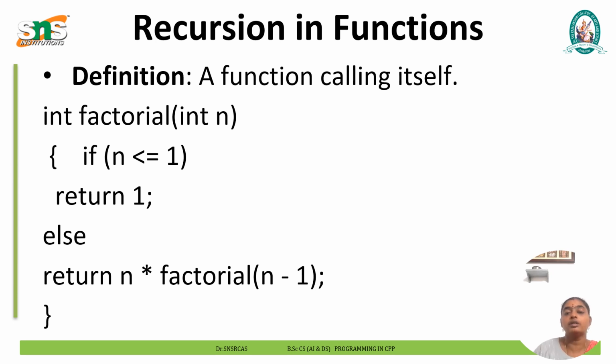The recursive function: a function calling itself any number of times, that process is called a recursive function. Example, int factorial(int n). Inside that function definition, if n is less than or equal to 1, the condition is true, return 1. If the condition is false, return n * factorial(n - 1). That return n * factorial(n - 1) is the same function calling itself. That is called a recursive function.